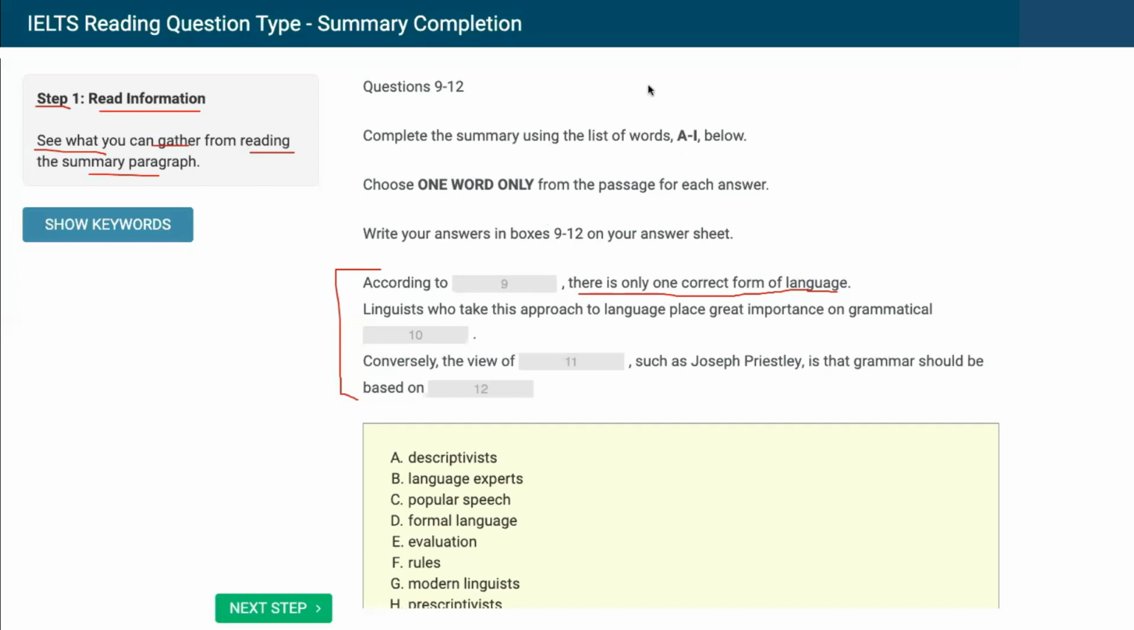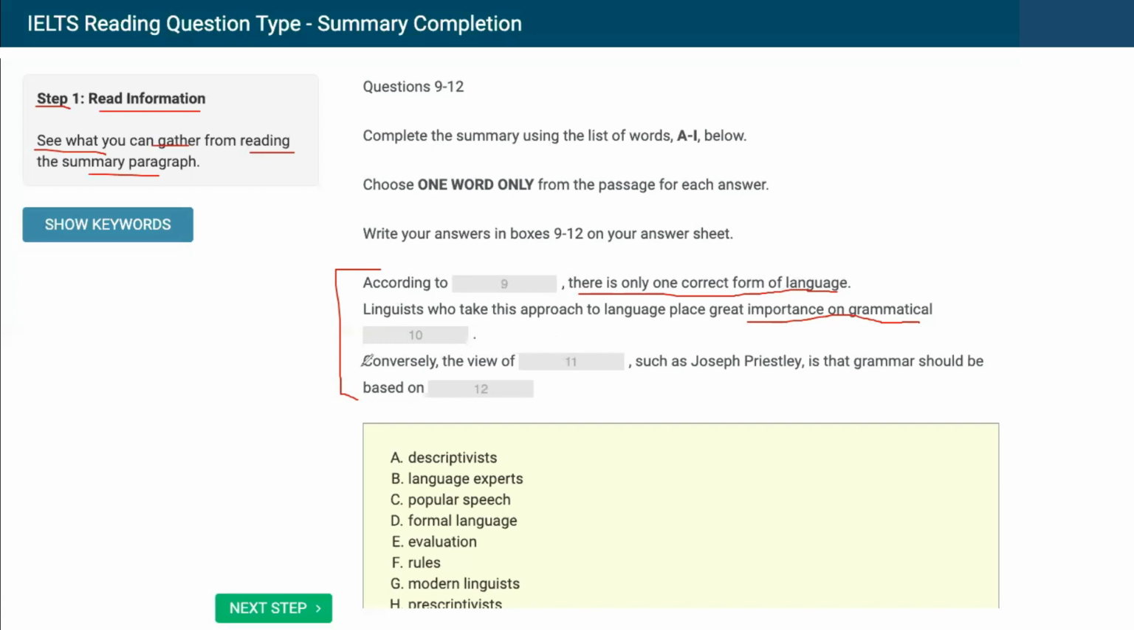Okay, let's look at the second sentence. Linguists who take this approach to language place great importance on grammatical blank. And here, I would say the most important part is importance on grammatical blank. So I haven't underlined linguists because I already know we're going to be talking about language. And so linguists are sort of a given. I'm sure we're going to see this word quite often in our text. So for me, I think importance on grammatical or something about grammar is the best keyword here.